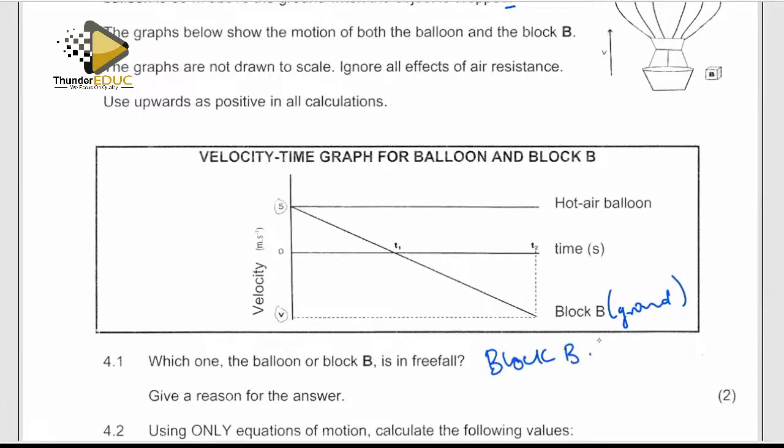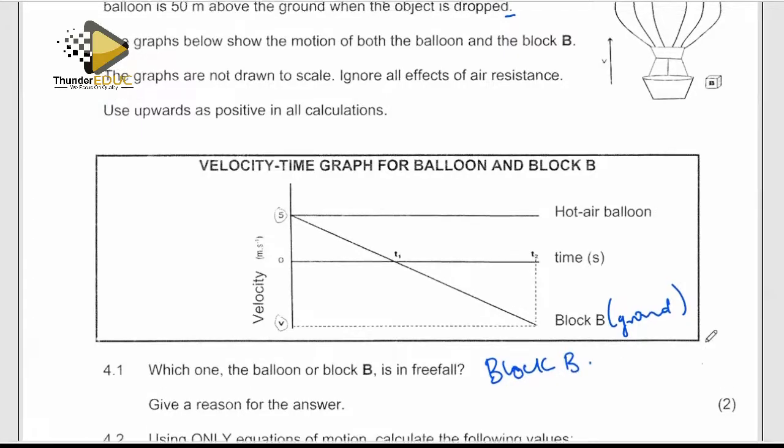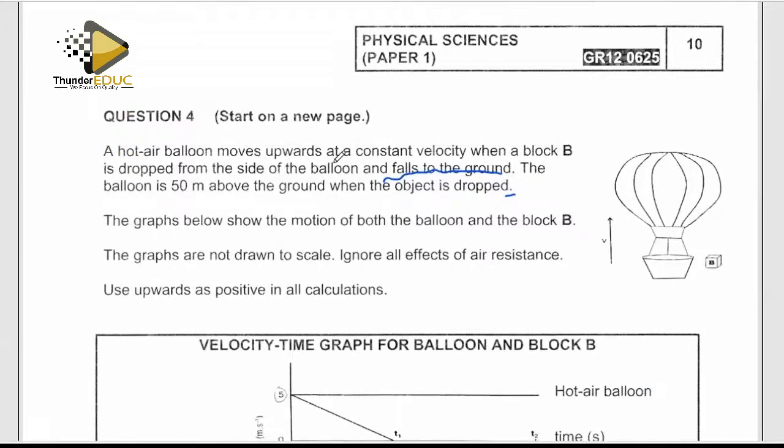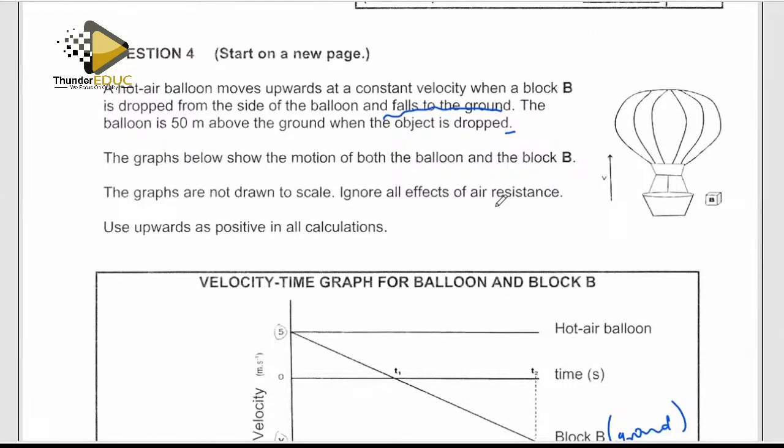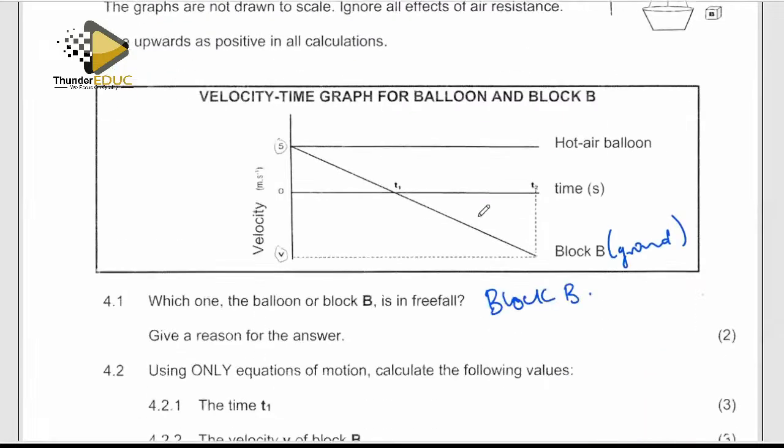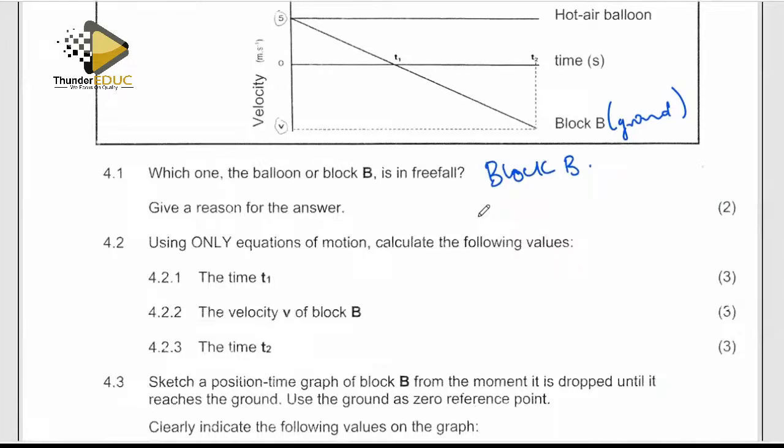Okay. Why is it block B? Because we know that this hot air balloon moves up at a constant velocity. Then when you look at the block, it is just dropped. When it is dropped, there's no initial velocity to it. So block B will be under free fall. And what is the reason?